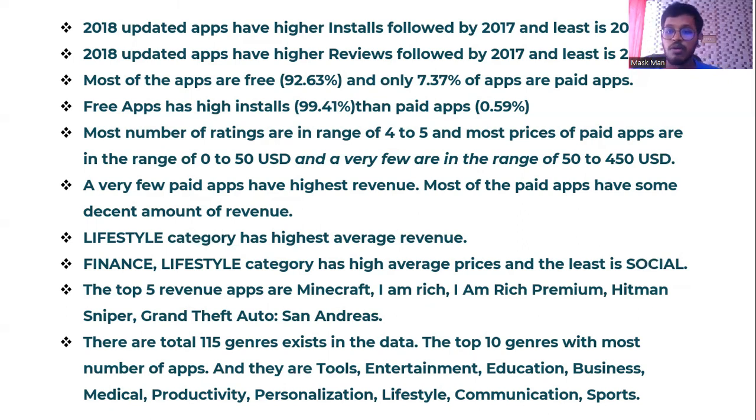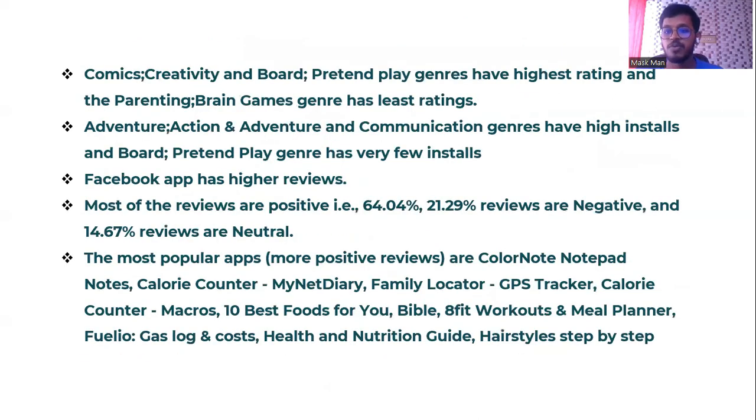And there are a total of 115 genres in our data. And the top 10 genres with the most number of apps are tools, entertainment, education, business, medical, productivity, personalization, lifestyle, communication, and sports. And here we can see the genres with the highest rating are comics, creativity, and board, pretend play. And the genres with a high number of installs are adventure, action and adventure, and communication.